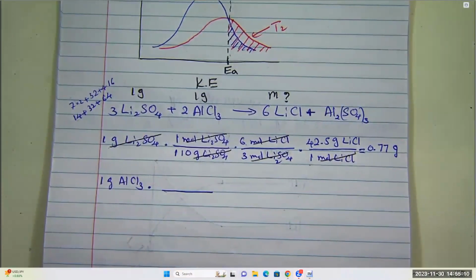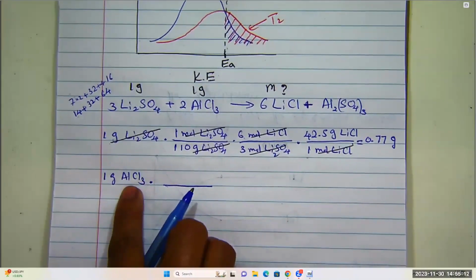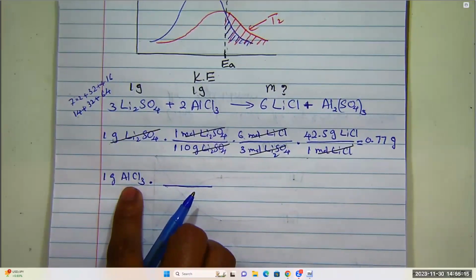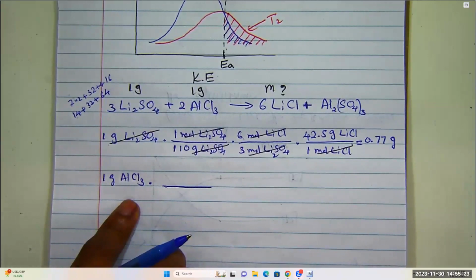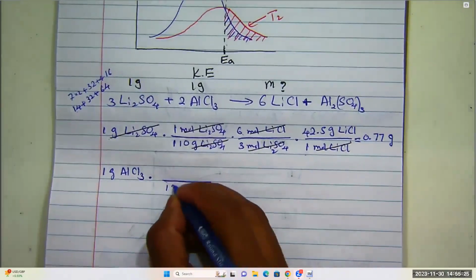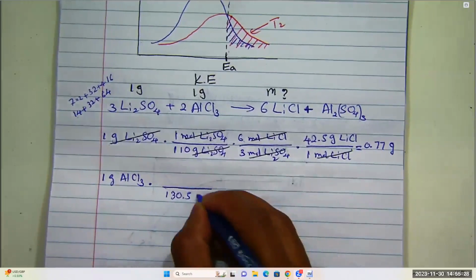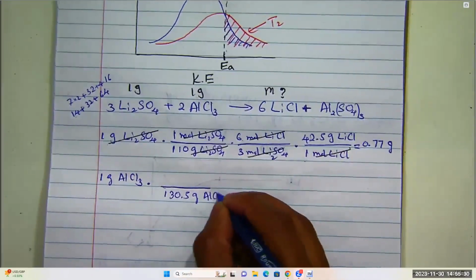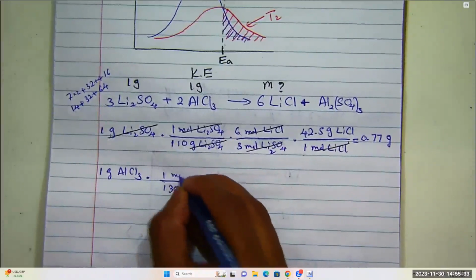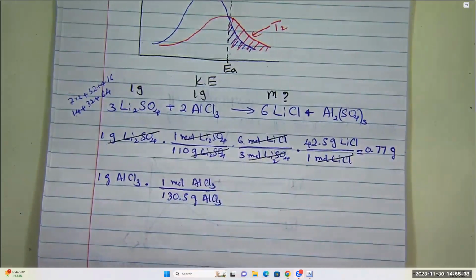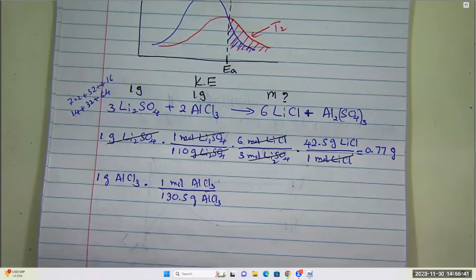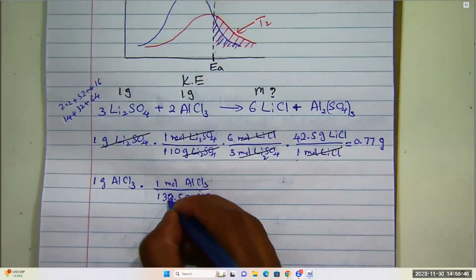So what's the molar mass of aluminum chloride? Can someone tell me? Anybody? 113.5? 130.5. Okay. So please verify it. We have 130.5 grams of aluminum chloride in 1 mole of aluminum chloride. Can somebody else verify it? Is it correct? 133.5? Okay, 133.5. How do we get this?